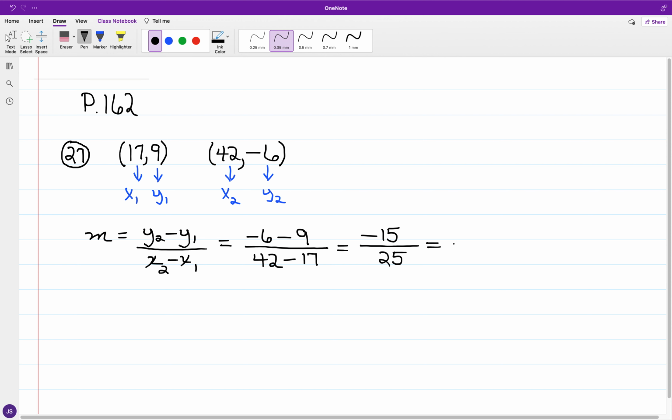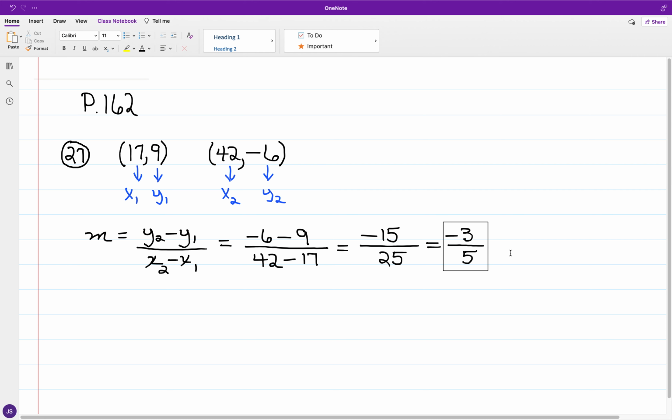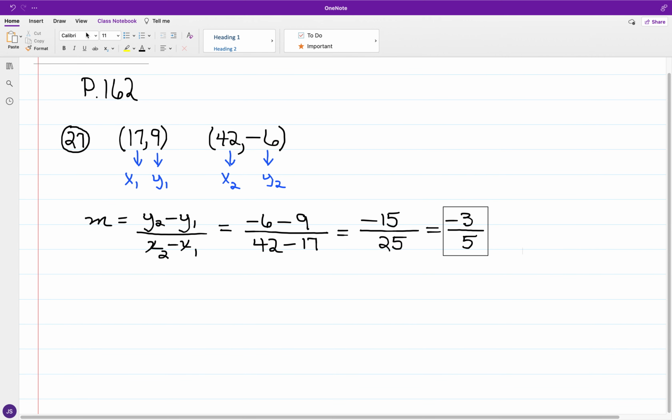And for this ratio, 5 is divisible into both numbers, and so we can say that for the slope, we have negative 3/5. We could also express this as negative 3 over 5 or 3 over negative 5, any combination, or in terms of the decimal value, negative 0.6.